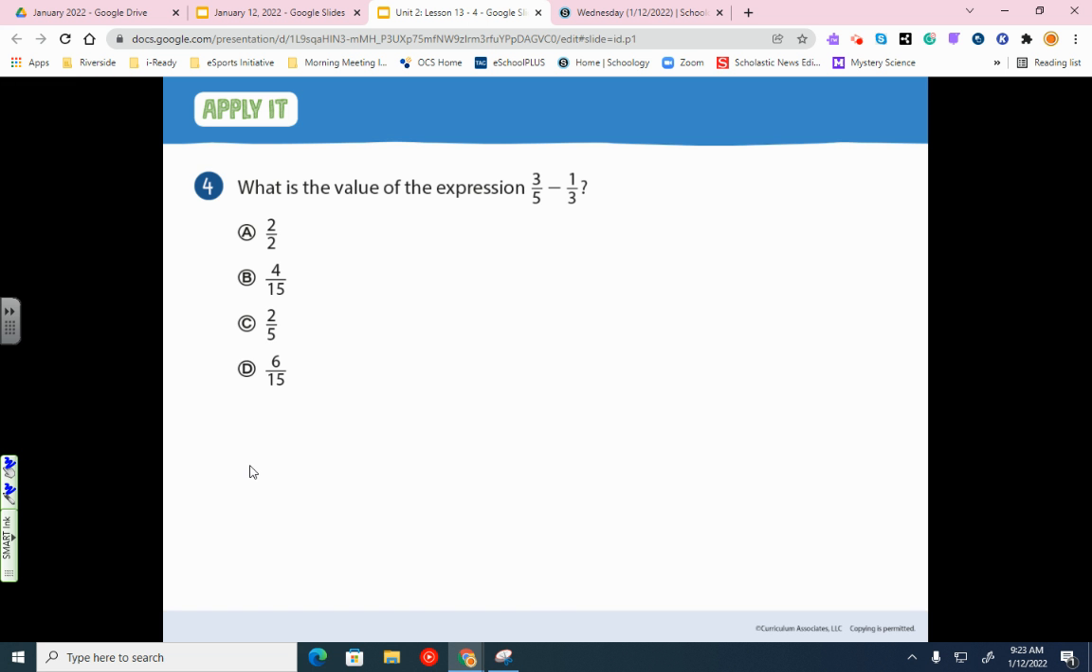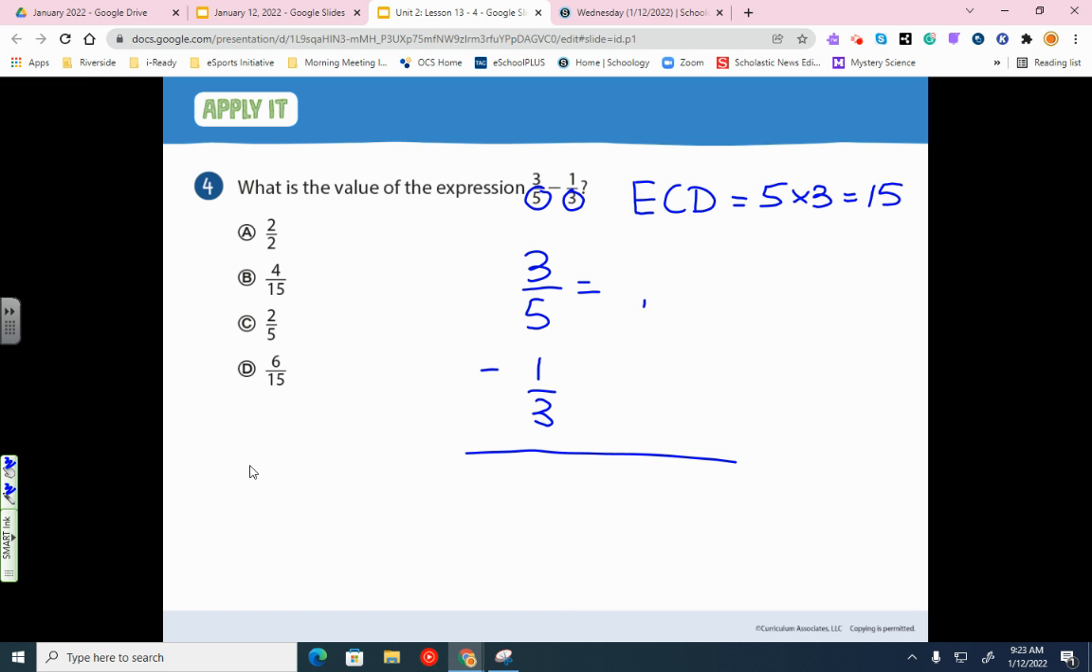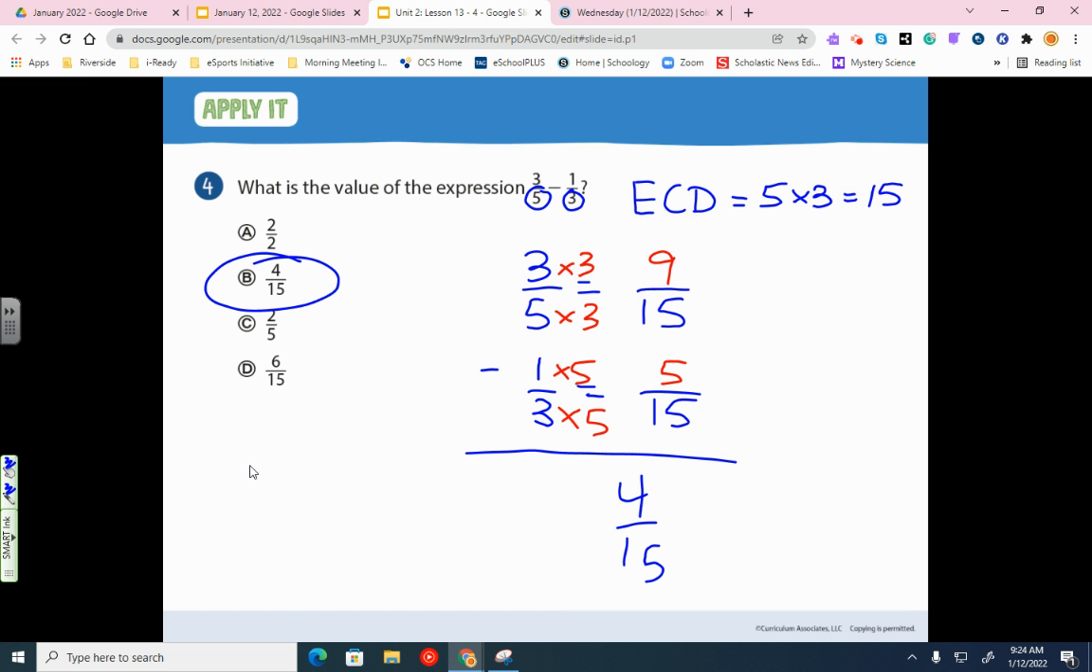All right. So what's the value of the expression 3/5 minus 1/3? So they give us an easy one. 5 and 3 are denominators. Let's try the easiest common denominator. 5 times 3, that gives me 15. 3/5 minus 1/3. All right. So we need our parts to be the same size. So we've got to do this. And look at that, our numerator in the top number is bigger. Just subtract these. You get 4/15, which is letter B.